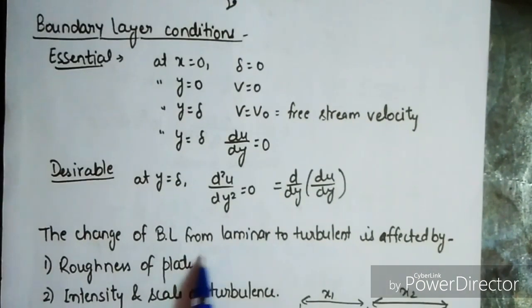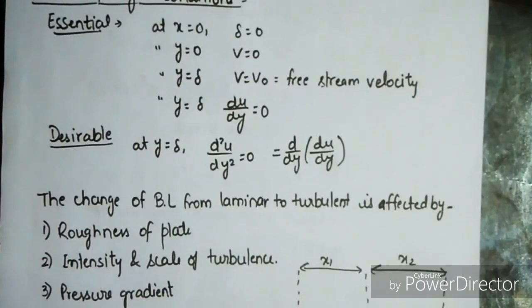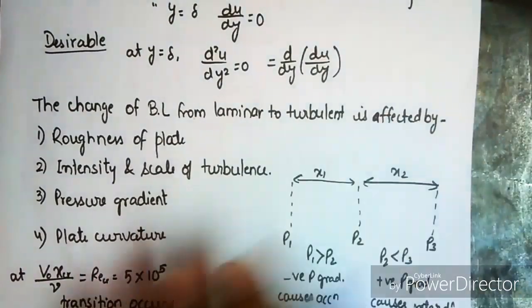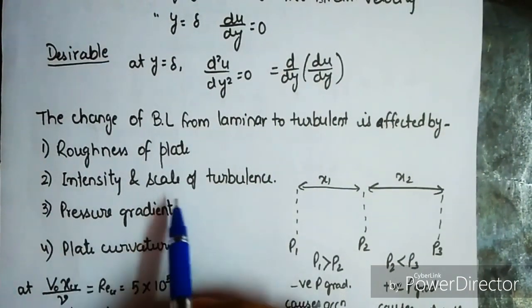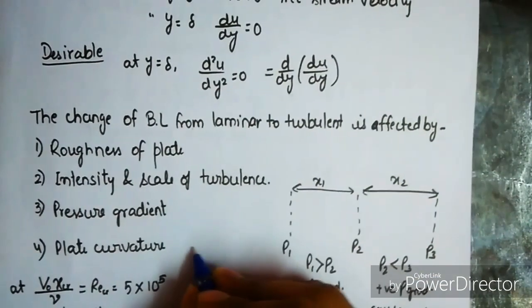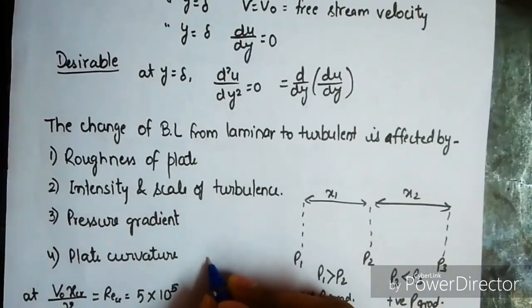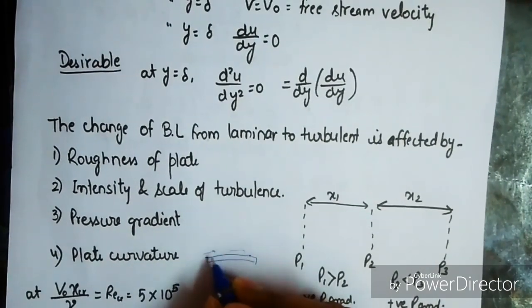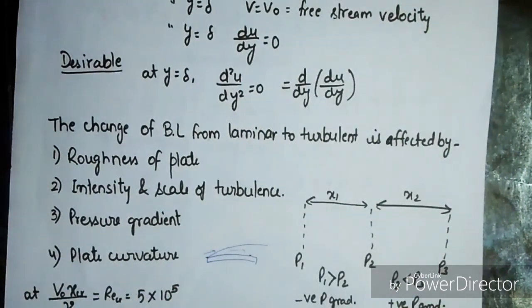The factors affecting the change of the boundary layer from laminar to turbulent are roughness of the plate, intensity and scale of turbulence, pressure gradient, and plate curvature. Plate curvature is like this, and this is the boundary layer formed.